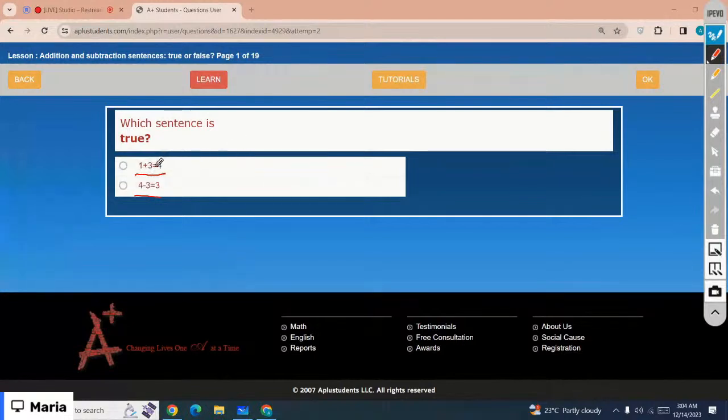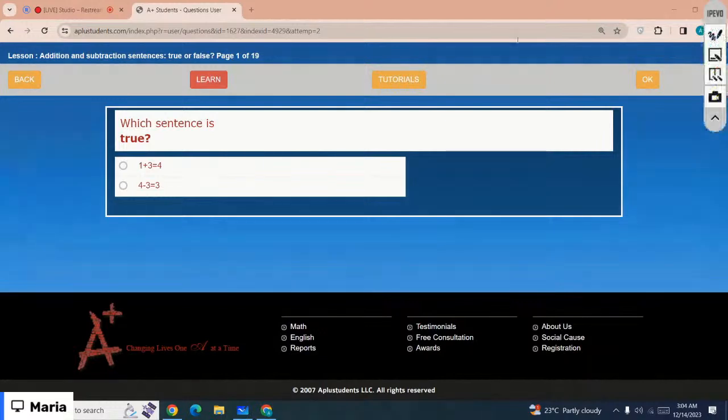So 3 plus 1 equals 4, that is the correct one, because both sides are exactly equal. 3 plus 1 equals 4, and on the other side you already have 4. But here you have 4 take away 3 is 1, and 1 is not equal to 3. So you need to select the one that has both sides exactly equal. Option number 1, 1 plus 3 equals 4, is the correct option.